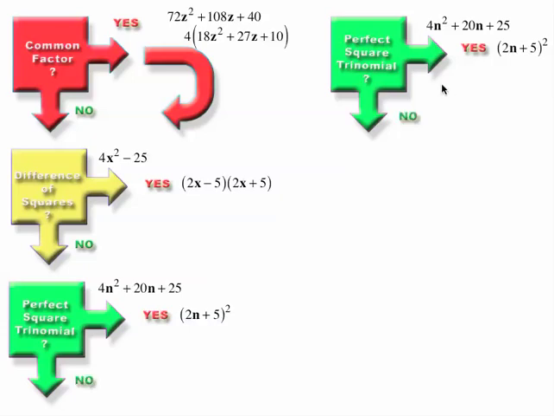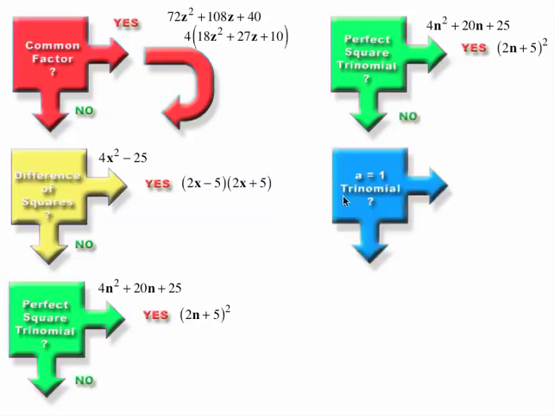Okay, if it's not a perfect square trinomial, then we're going to go on. We're going to check to see if it's an a equals 1 trinomial. Well, that means the numerical coefficient of the first term is a 1. So you have like y squared or x squared or whatever here, squared. There's no number other than a 1. So if it is, then you're looking for numbers that multiply to give the last term, but add up to give the middle term. Okay? So in this case, we have this.